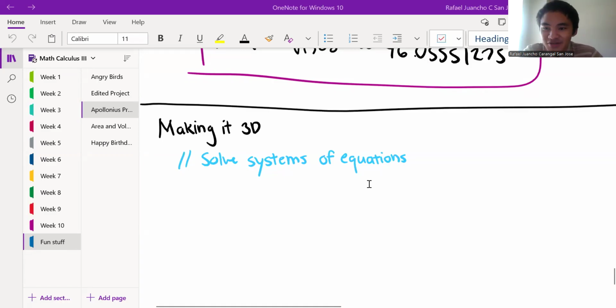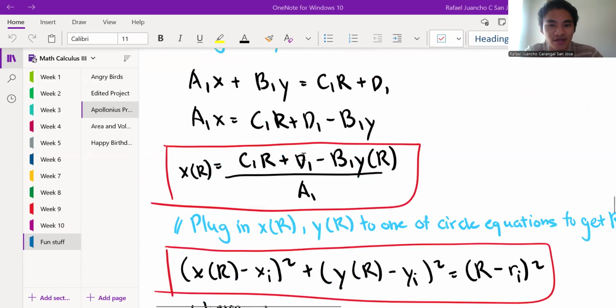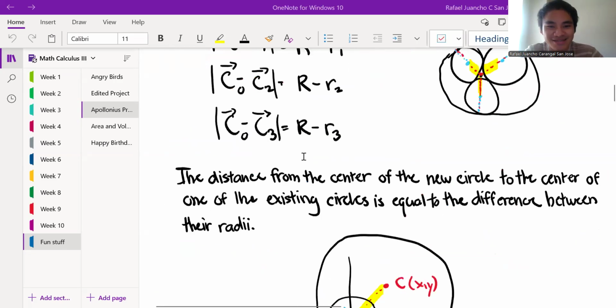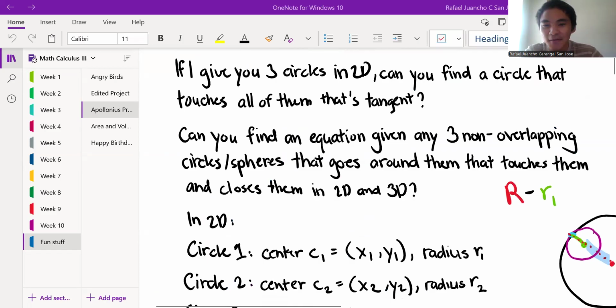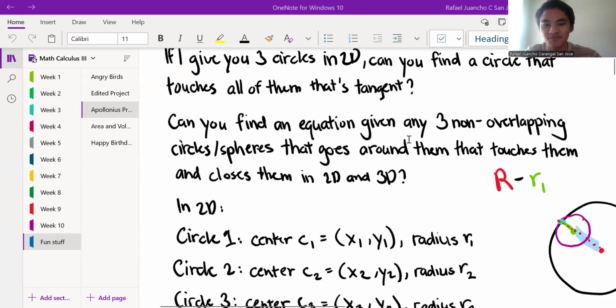So today I'm going to be continuing this little project of mine that I've been working on for a while. I haven't really gotten to finish it, but the idea is that, if we're given three circles in 2D, are we able to find a circle that touches all of them, that's tangent, right? And so from here we were able to discover some relationship, right?